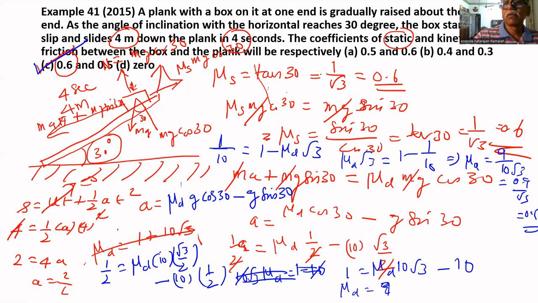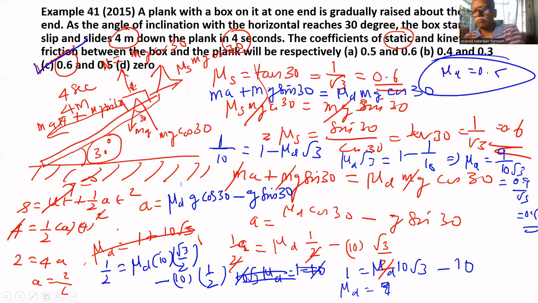Check yourself. The equation is this. Downward: MA plus mg sine 30. These are all downward forces. Upward force: mu dynamic mg cos 30. That's all. If you solve this, you will get mu d equal to 0.5. Mu d equal to 0.5.